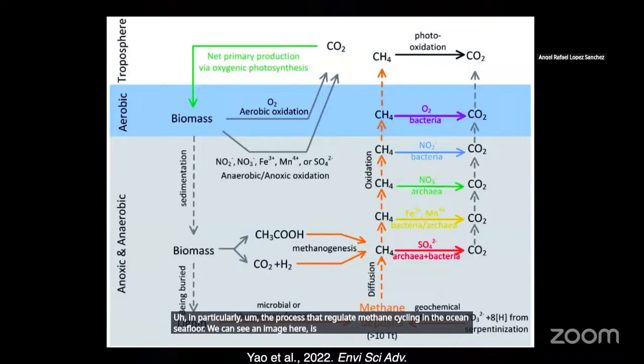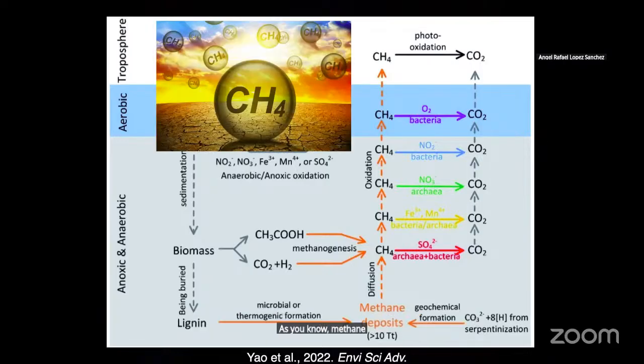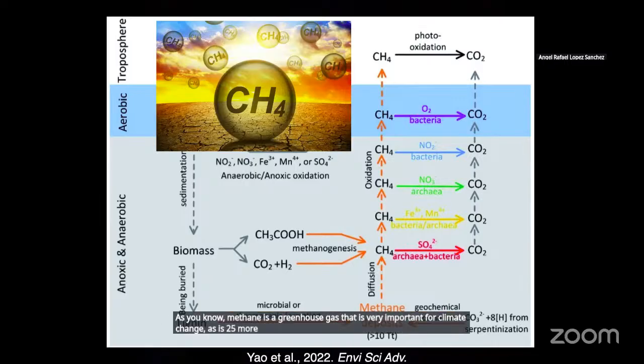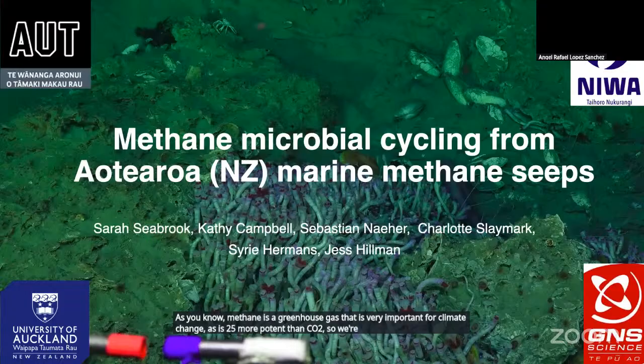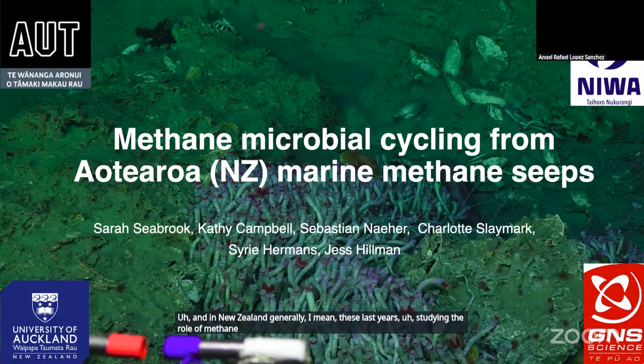It's just basically a schematic figure where we can see the different microbial processes that regulate methane in the ocean. As you know, methane is a greenhouse gas that is very important for climate change, as it's 25 times more potent than CO2. So what I do now in Auckland and in New Zealand generally, these last years, is studying the role of microbial cycling of methane in marine methane seeps and understanding the importance they have for climate change.